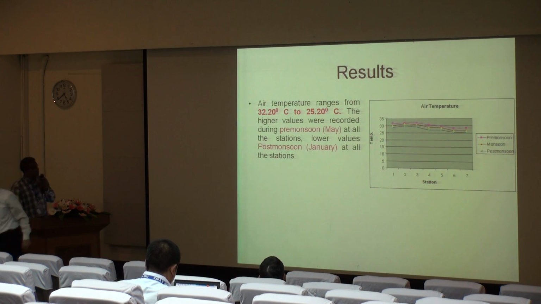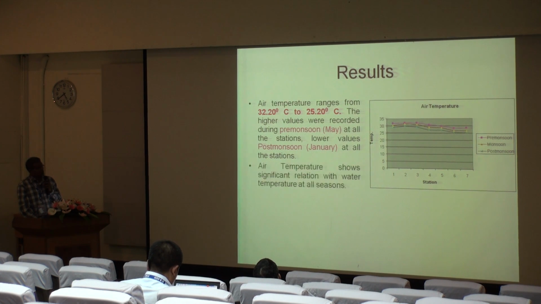We observed the temperature. The year-round temperature varied from 32.2 degrees Celsius to 25.2 degrees Celsius, and the highest value was recorded in the pre-monsoon, February to May, at all the 7 stations, and the lower value in post-monsoon at all stations. The difference between air temperature and water temperature was about 0.5 to 1 degree Celsius.